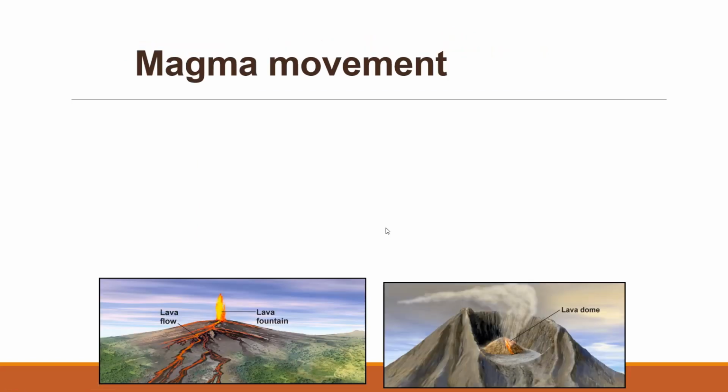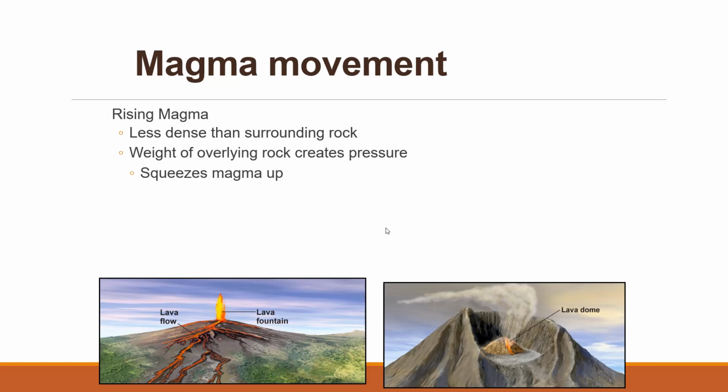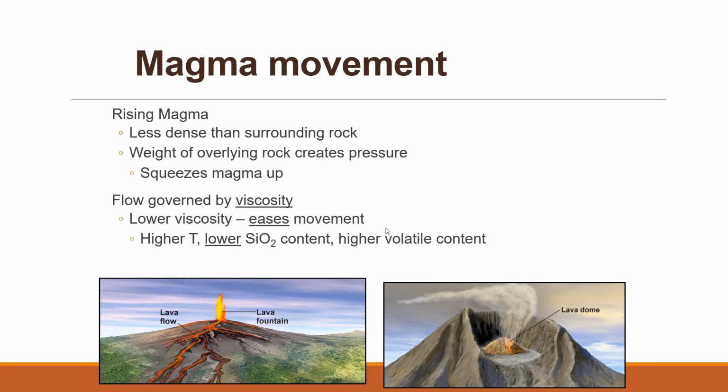So magma will move because it will rise, because it's less dense than the surrounding rock. The weight of overlying rock can also create pressure, which will squeeze the magma up, kind of like a toothpaste tube. How easily it moves is going to be governed by a property called viscosity, which is its resistance to flow. Lower viscosity eases movement. So water has low viscosity, honey has high viscosity.